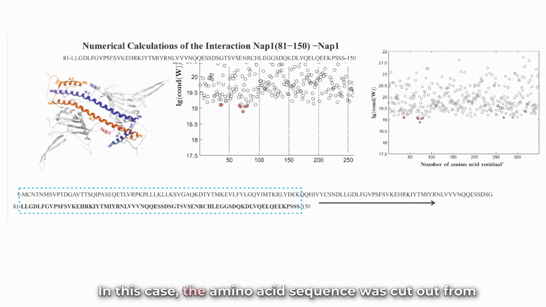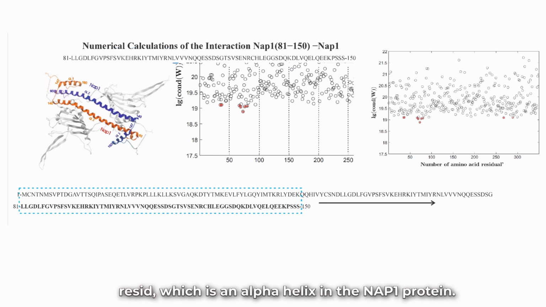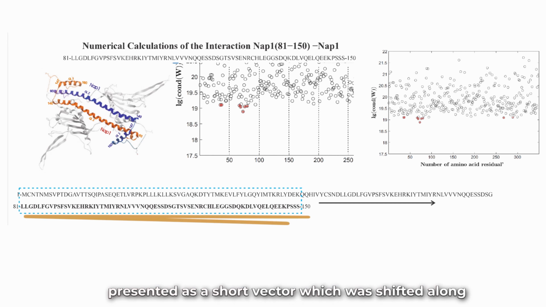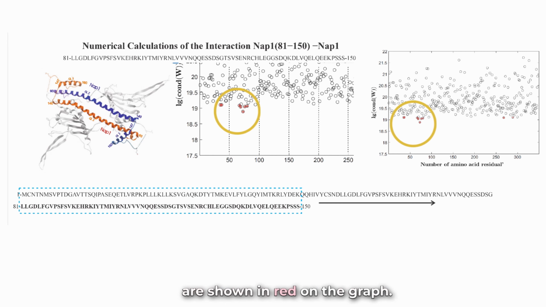In this case, the amino acid sequence was cut out from the 81st amino acid residue to the 150th amino acid residue, which is an alpha-helix in the Nap1 protein. Then this section of the polypeptide chain was presented as a short vector, which was shifted along the entire amino acid sequence of the Nap1 protein. The results for each such shift were presented as a matrix of potential energy of electrostatic interaction and subsequent calculation of the condition number. The 10 minimum values of the condition number are shown in red on the graph.